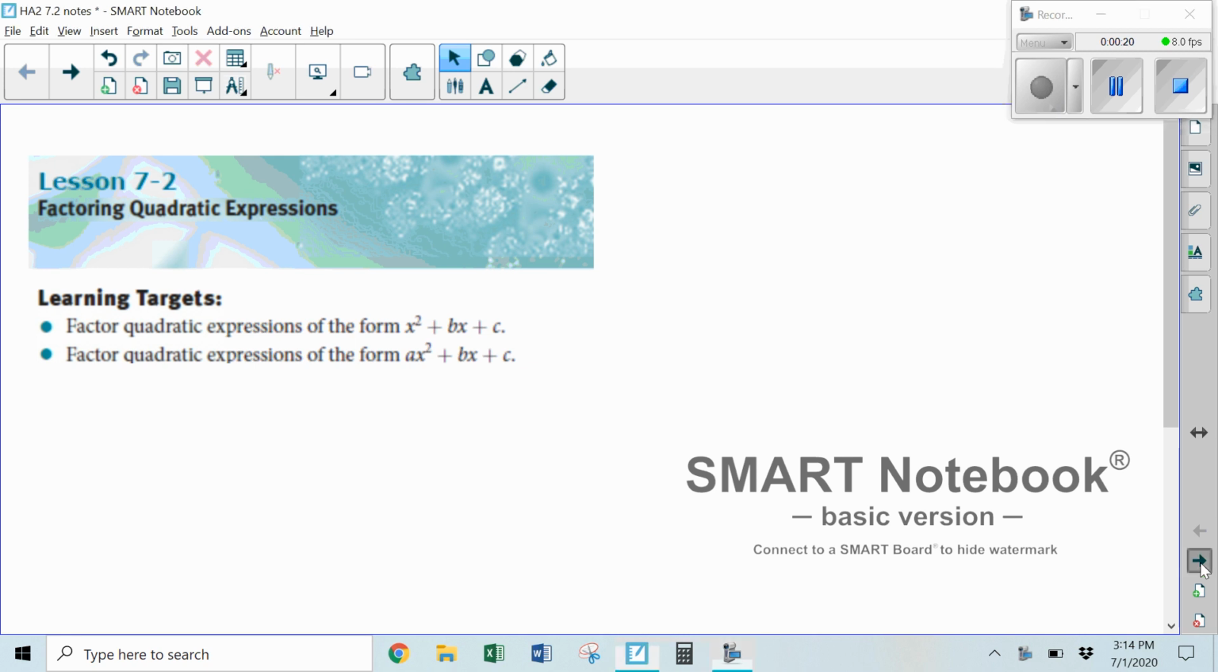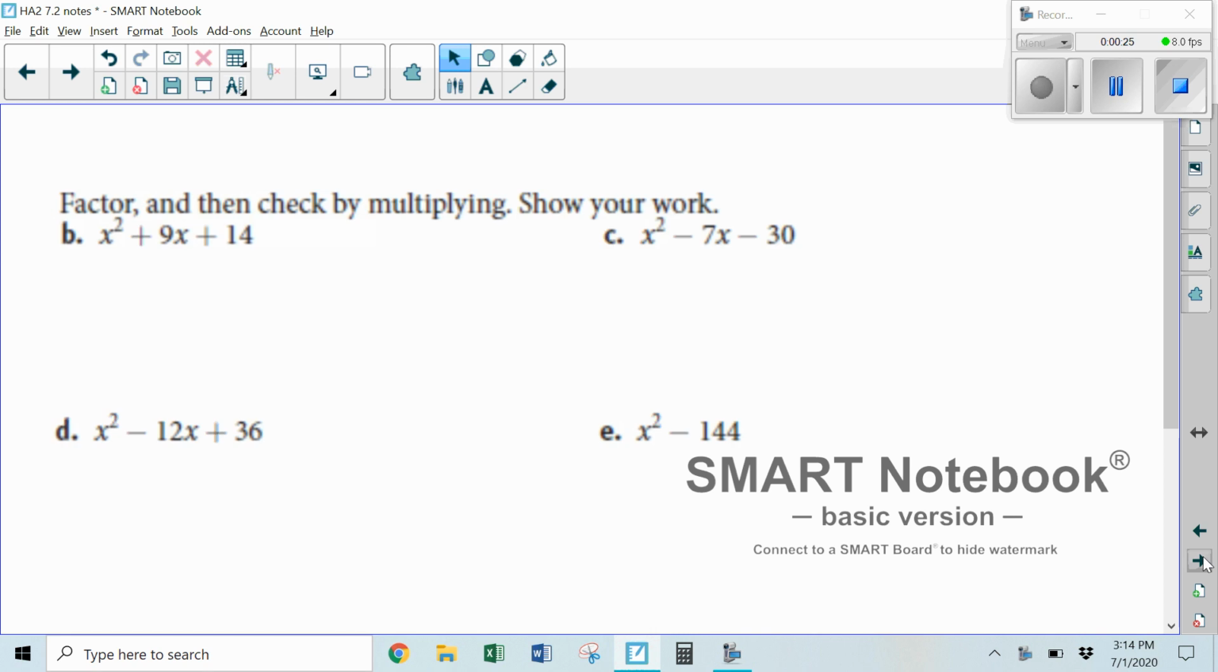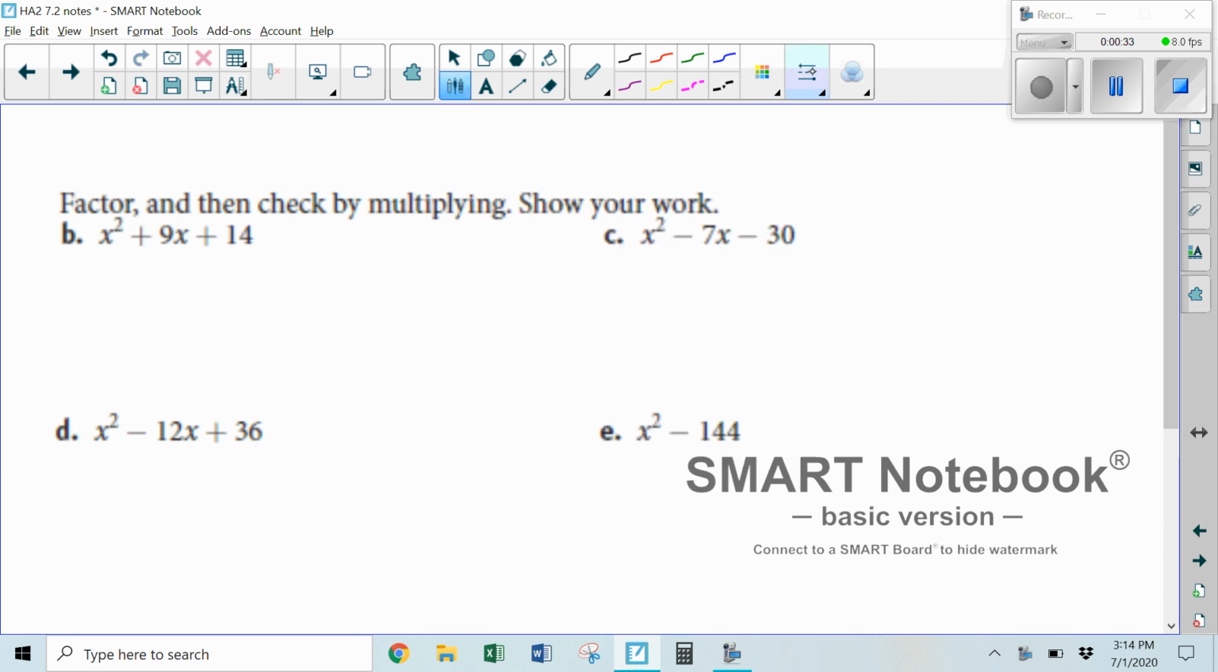What you should see is this. We talked a little bit about factoring. We did for work once or twice, so you should be very familiar with it. I know you did it in Algebra 1. Let's go ahead and walk through the first one together, and then I'll give you time to try the rest. Factor, then check by multiplying to show your work.